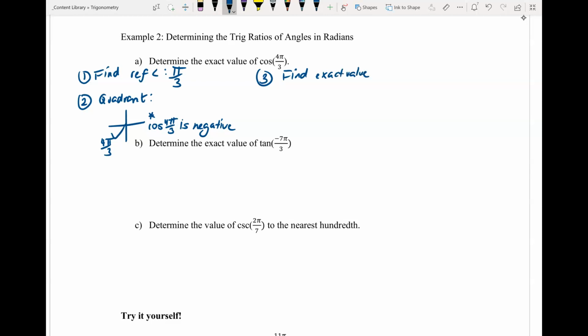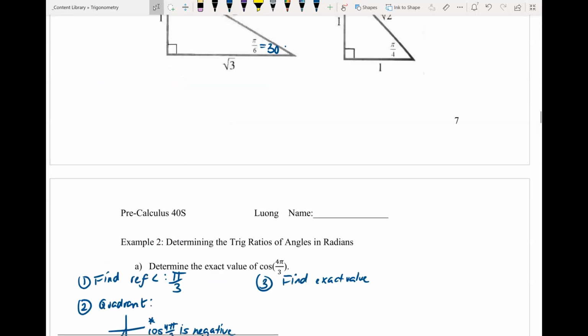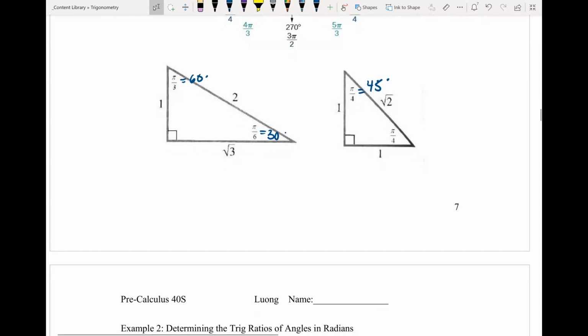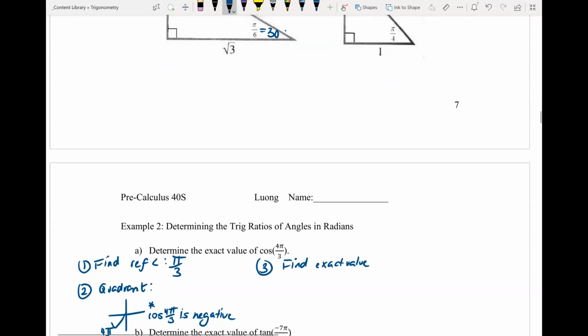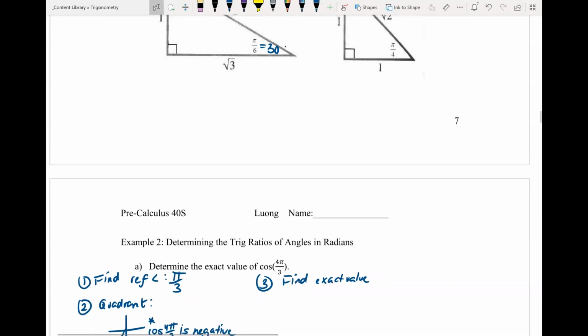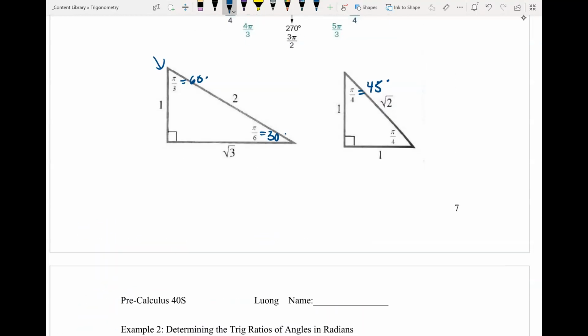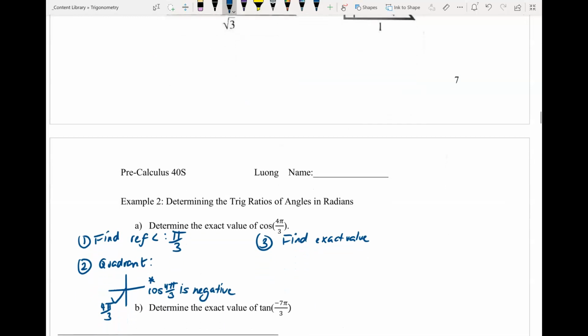And we're going to use our special triangles for that. So just looking back up here, we're going to use our pi over 3 triangle, which is this one. And we are trying to find cos of pi over 3, which would have the same exact value as cos 4 pi over 3, but it would be negative. So for cosine, we have adjacent over hypotenuse. So your adjacent is 1, your hypotenuse is 2.